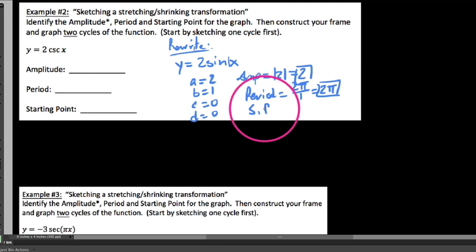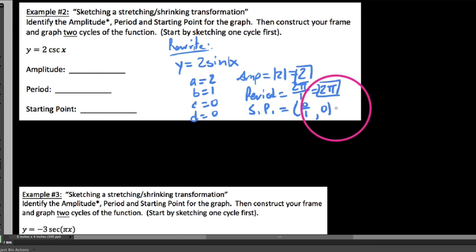Now let's find our starting point. Remember that our starting point is at c over b comma d. So our c value being 0 is kind of nice. C over b is 0 over 1, comma d, and it looks like our graph is not going to be shifted, as we've already mentioned. So we say 0, 0 is where it's going to start.